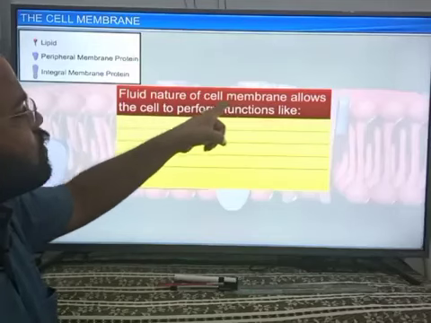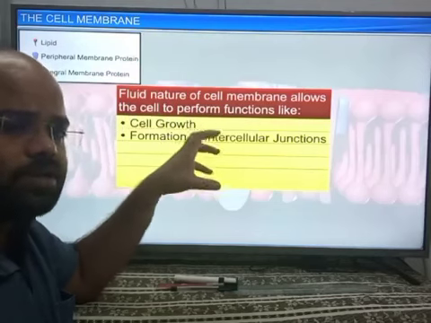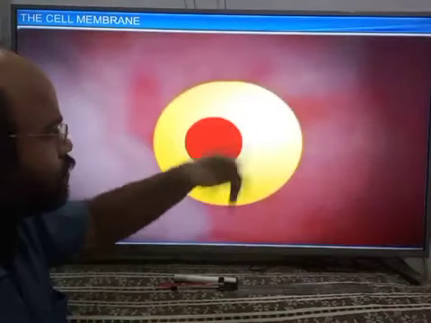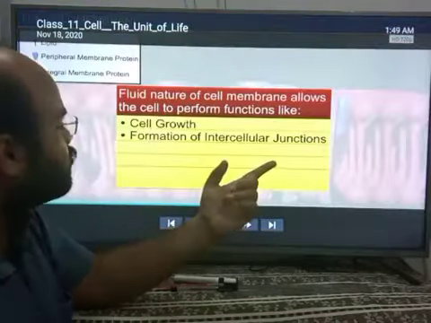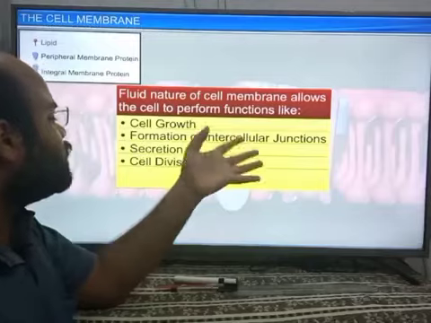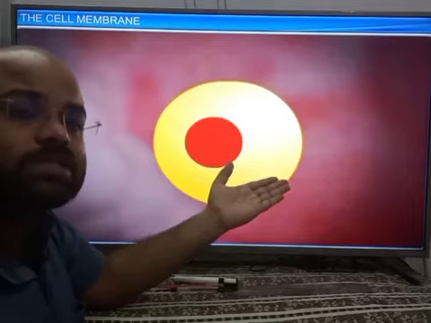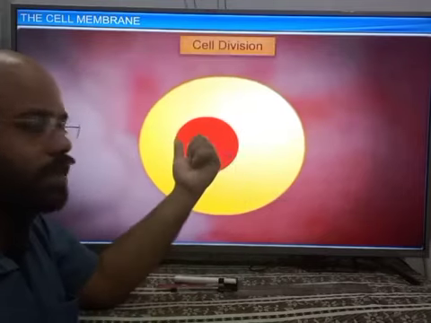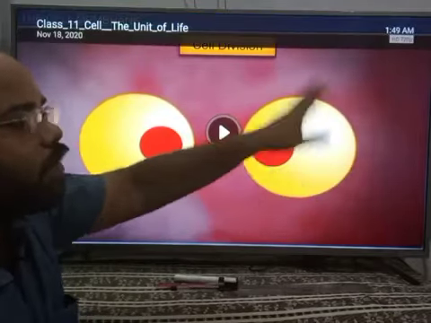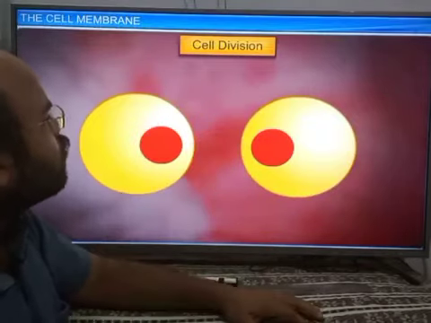What does the fluid nature of the cell membrane allow? This flexibility and elasticity of fluidic nature allows cell growth, formation of intercellular junctions, meaning cell to cell junctions, then secretions, then cell division, and these are the important things. At cell division time, the cell membrane has an important role, which is called cytokinesis. We will discuss that. And secretions means some particular cell will secrete some particle for another body part. So in all these things the cell membrane has an important role.